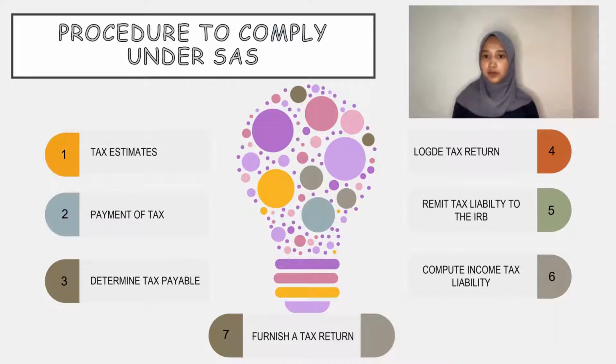Then the fourth procedure is the company has to lodge the tax return. After that, the next procedure is the company must remit tax liability to the IRB. After remitting tax liability to the IRB, the company has to compute income tax liability. And the last procedure to comply under SAS is the company has to furnish the tax return.